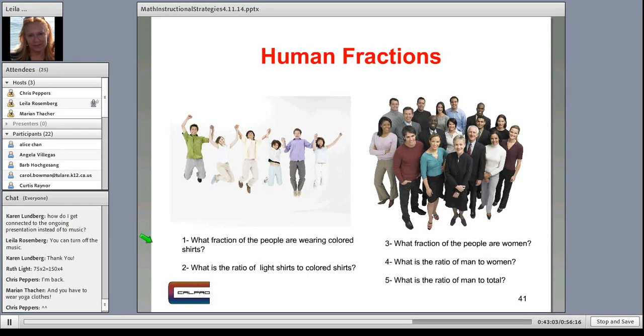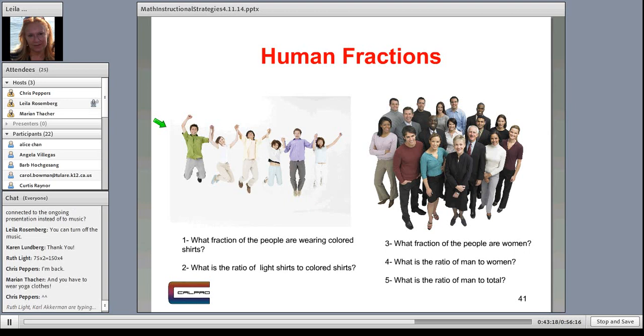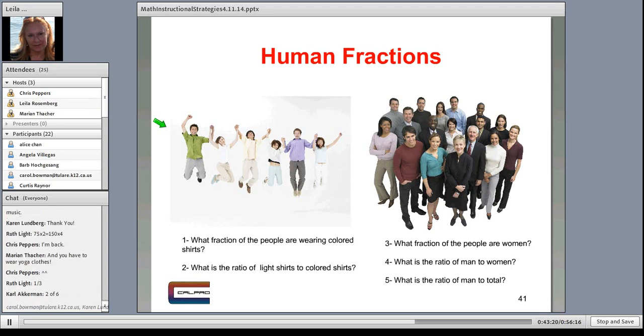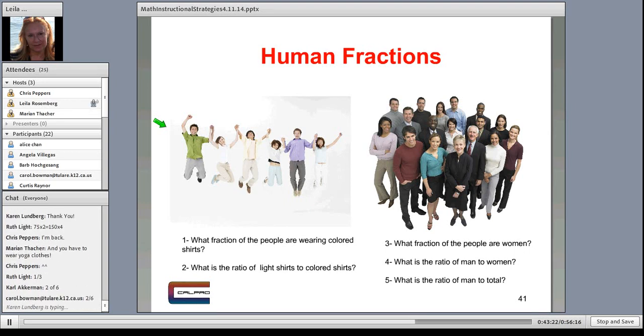In this picture right here, what fraction of the people are wearing colored shirts? Who can answer me? Please put it in the chat box. What's the fraction of people that are wearing colored shirts? Anyone? 2 of 6, perfect. 2, 6, thank you. Thank you for your input, everybody.